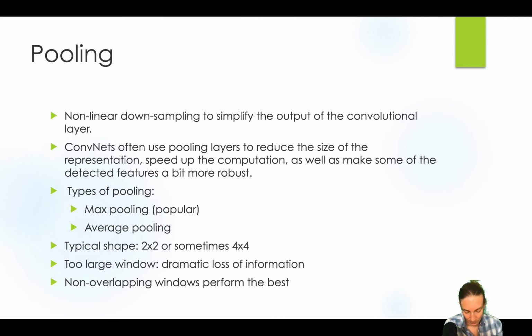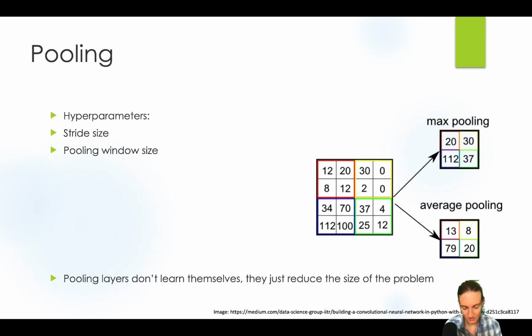A very popular type of pooling would be max pooling and average pooling. Often the pooling is of shape 2 by 2, sometimes 4 by 4. But if the window gets too large, you really lose a lot of information. Typically, non-overlapping windows perform the best. So that means if your pooling is 4 by 4, your stride length is also 4. It's non-overlapping. Here's an example.